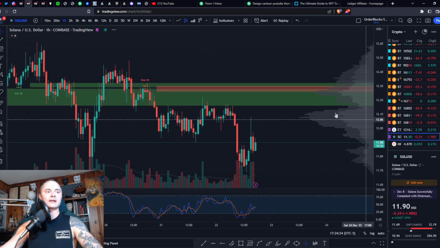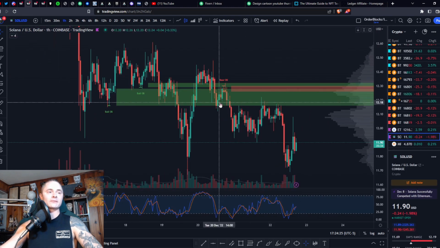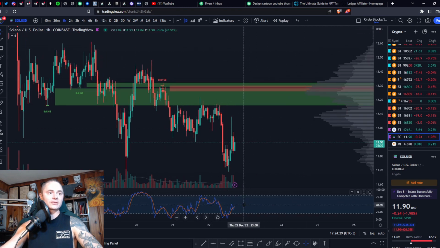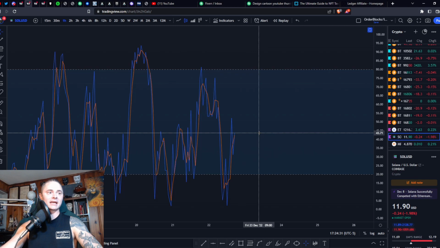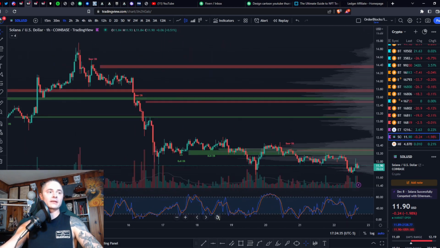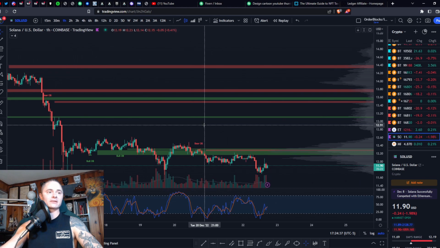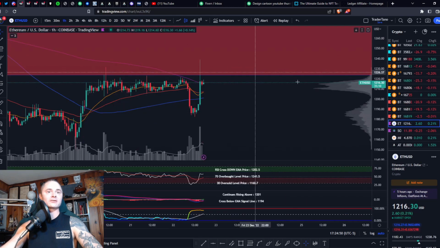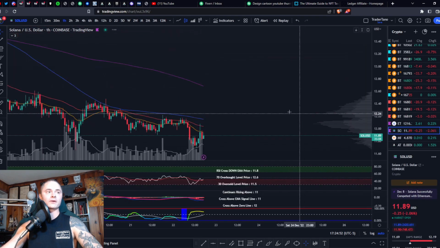Let's move on to Solana. Solana getting rejected from that order block right there. Stochastic pointed to the upside, coming out of extreme zones. Solana looks pretty weak, to be honest. We kind of got front ran of that order block. If we do roll over and cross 1172, $11 is next. After that, $10. Solana's not looking too good, especially if Bitcoin rolls over.